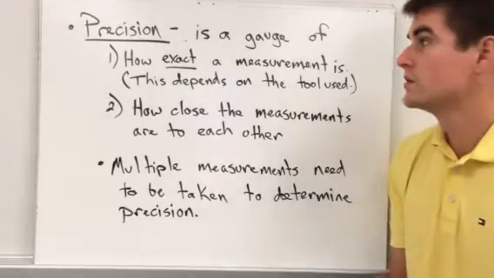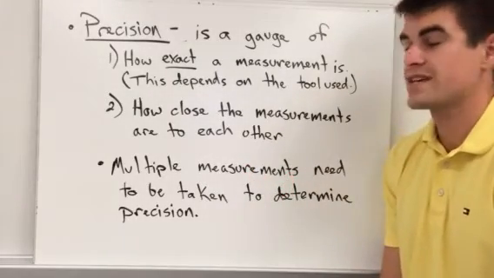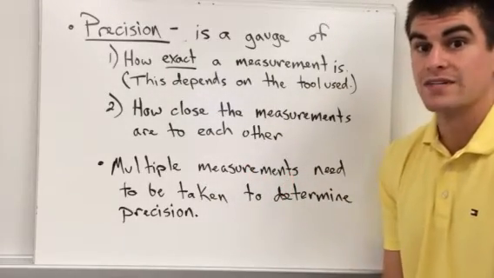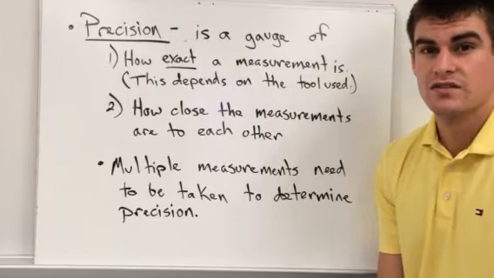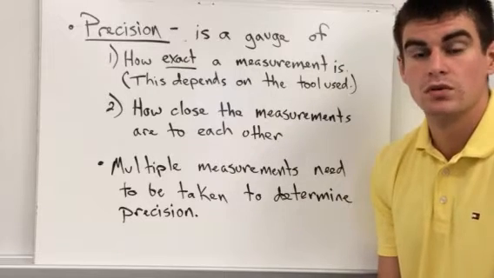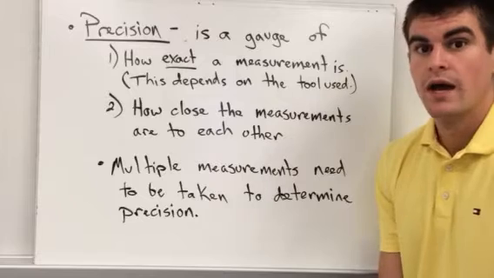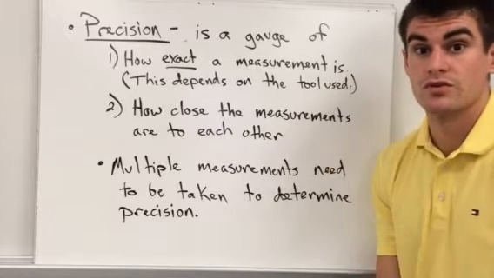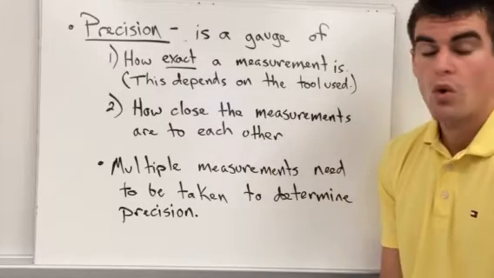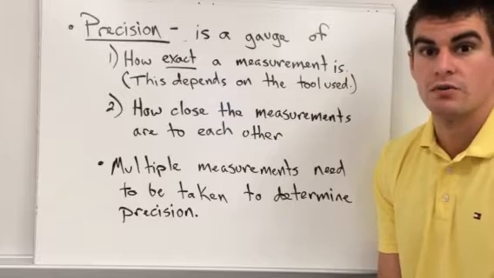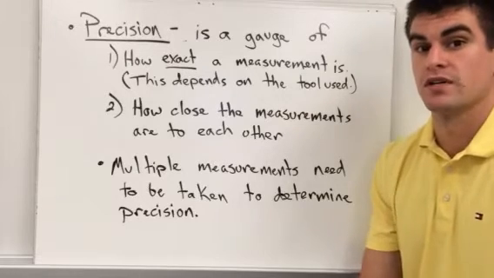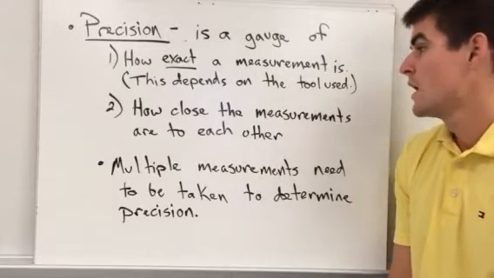Next one, precision, our second vocab word. Precision is a gauge of a couple of things. How exact a measurement is, and this is determined by what tool or piece of equipment we are using. How close are those graduations together? Or if we're using the electronic balance, how many decimal places is it giving us?